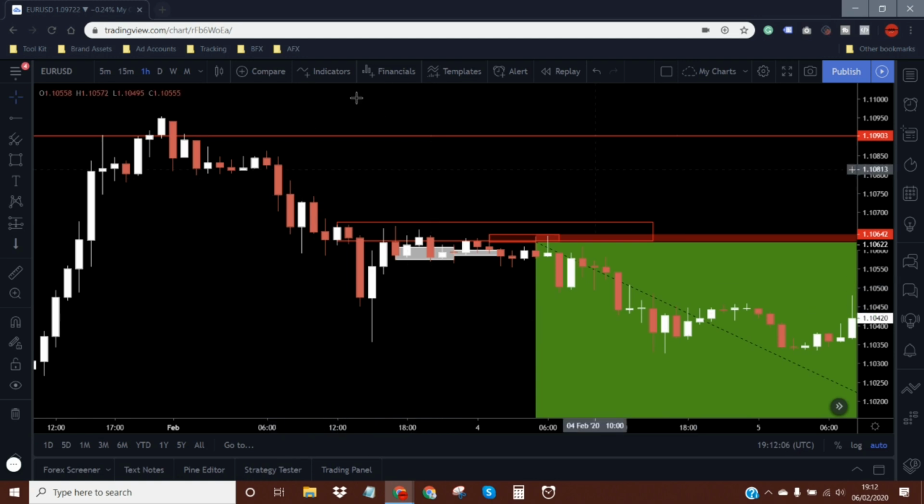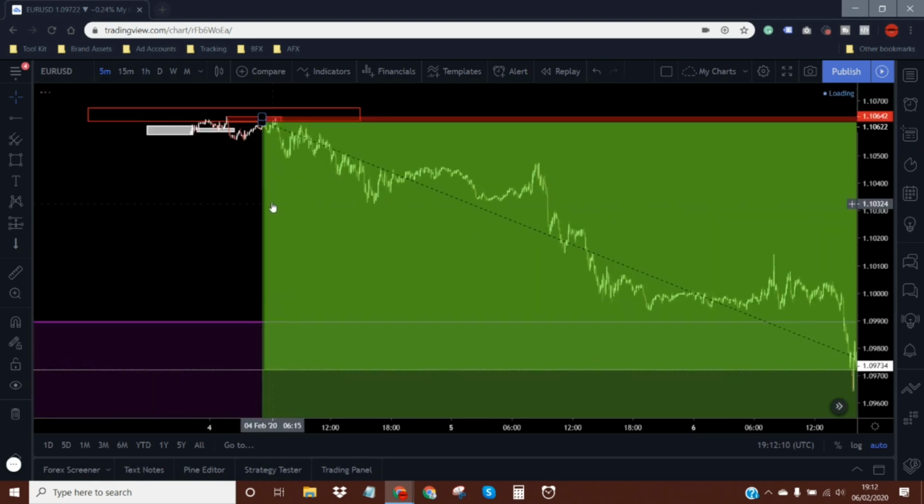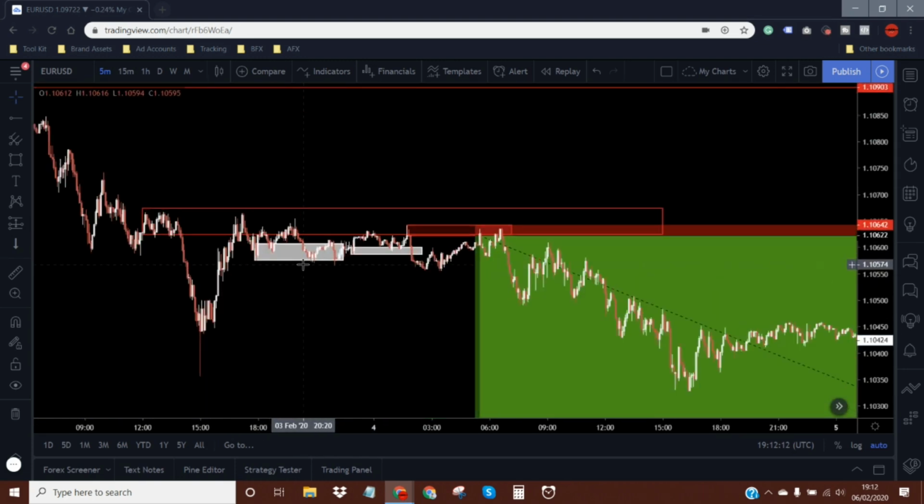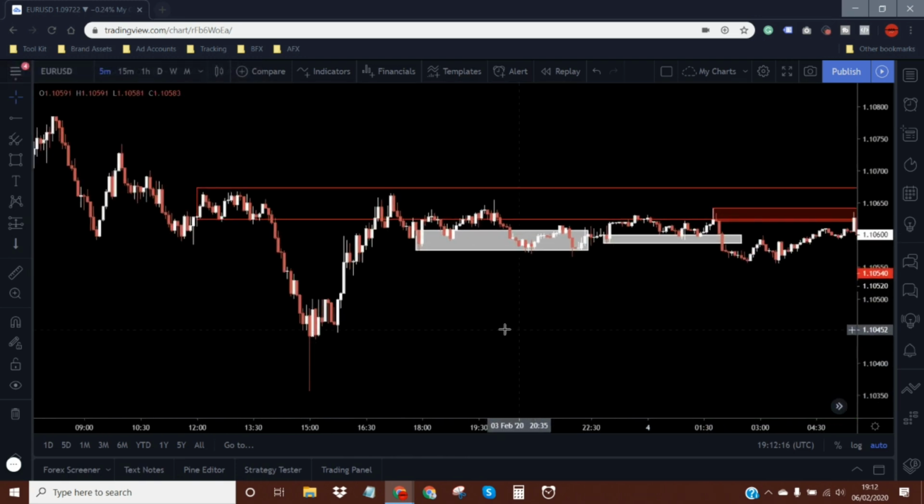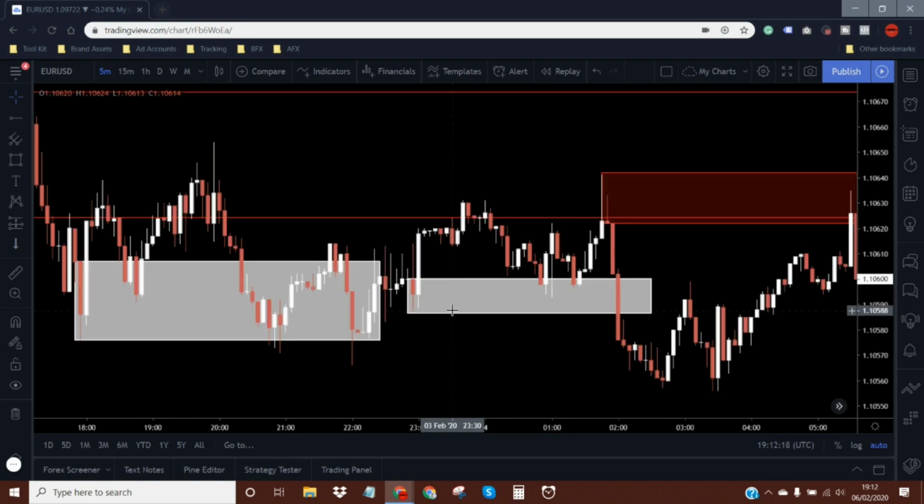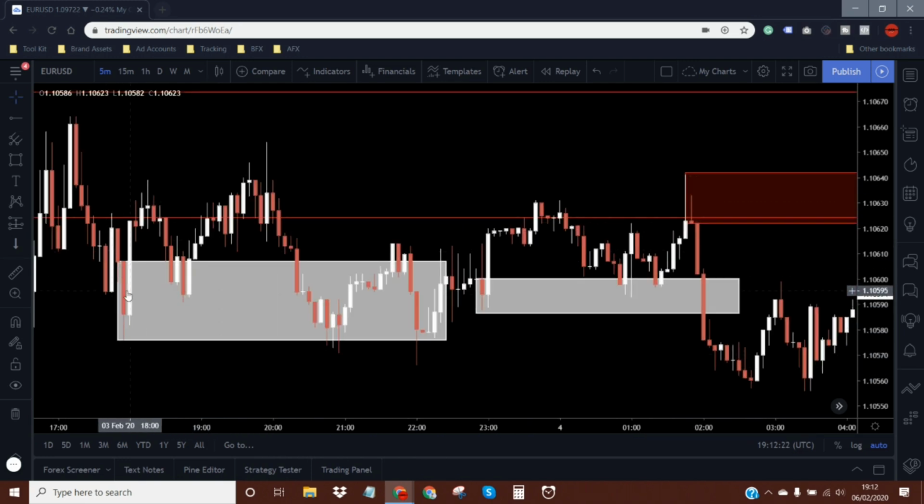But nonetheless, I had to go down to the 5-minute to see my defined structure. So let's just quickly zoom in here. Let me just move that way so it makes things easier. First of all, we've got structure right here. The market comes back out, comes back into this area here, and we've got our structure here. The market dips in, we've got friction. Lovely. The market comes back out, comes back in again.